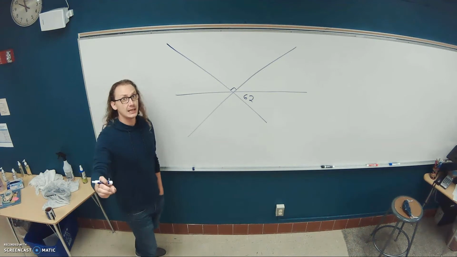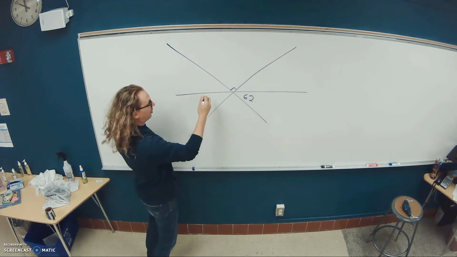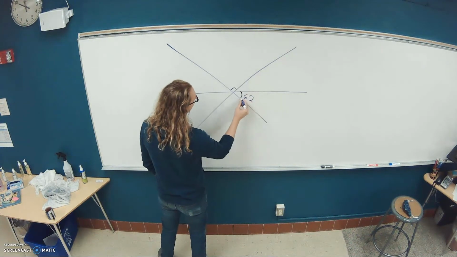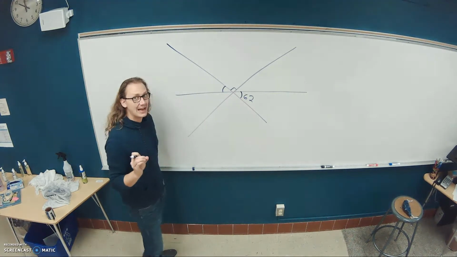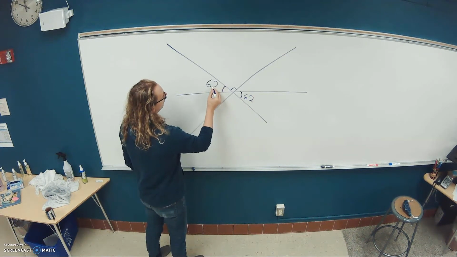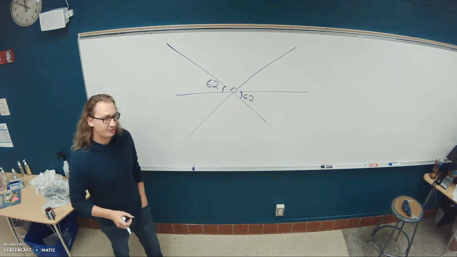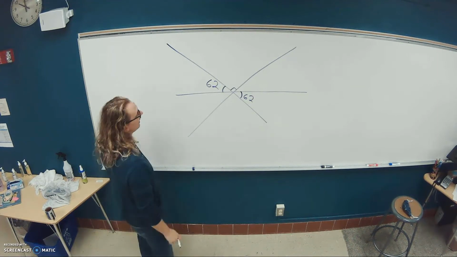Vertical angles are key. I cannot stress this enough. When you see a vertical angle, throw the numbers in there. This angle is opposite this angle. Vertical angles are always going to be congruent. So if this is 62, we're going to have a 62 over there. Vertical angles are on the opposite sides of those intersections. We've got another one right here.